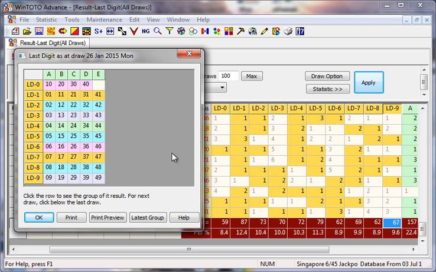LD0 has been doing well for the past two draws, which is here. One of them is 40, followed by 30. So LD0 is doing equally well. From here, I would say that this coming draw, LD2, LD1, LD6, please do not ignore them. LD9, also please do not ignore. These are all very, very good performance numbers, and LD7 as well. Please take note.